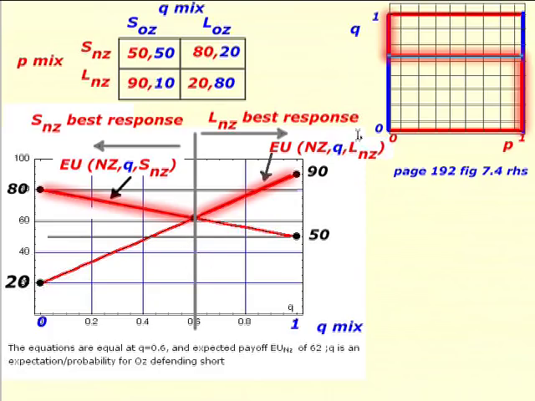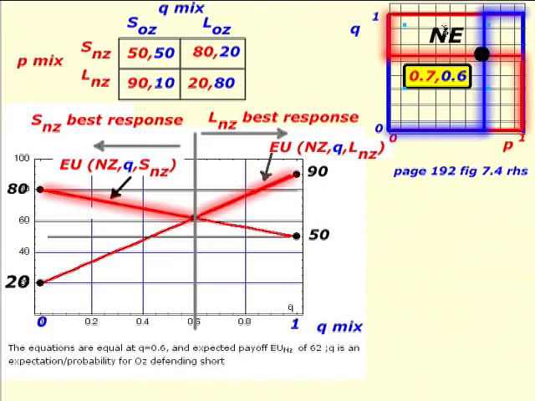What about at this critical value, the 0.6? Well, it doesn't matter for New Zealand. Okay, they defend short, they defend long, they're getting the same expected payoff. If they defend anywhere in between, they're getting the same expected payoff. They're totally indifferent all the way along here. Okay, let's put in the Australian investor response. And I know it looks kind of stochastic-ish. There's nothing intentional about that. It just happens to be the best response curves. That intersection point is the Nash equilibrium.